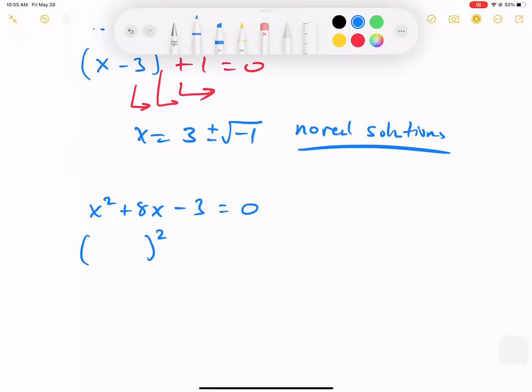X plus 4. The perfect square is 4 times 4 is plus 16, minus 16, and negative 19.